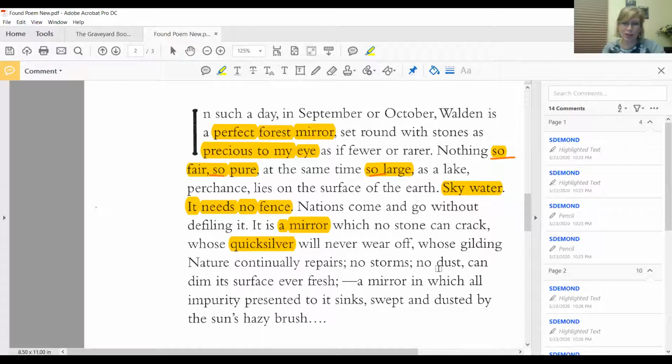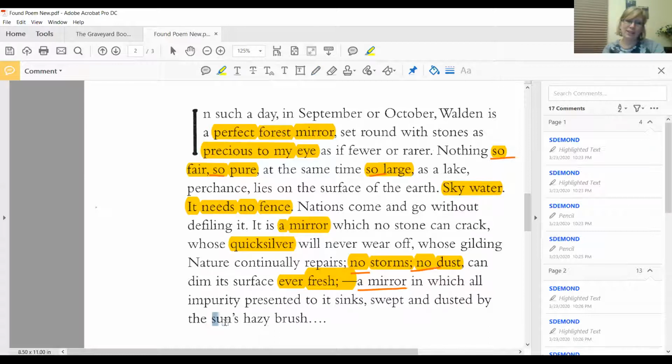No storms, no dust can dim its surface ever fresh. I like the repetition again. A mirror. Oh, we see the words again. A mirror. Repetition again. A mirror in which all impurity presented to it sinks, swept and dusted by the sun's hazy brush. Do you see any other words that are poetic? Maybe they create a picture in your mind.